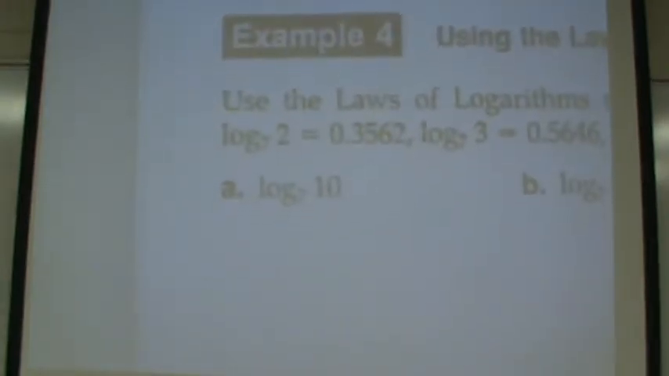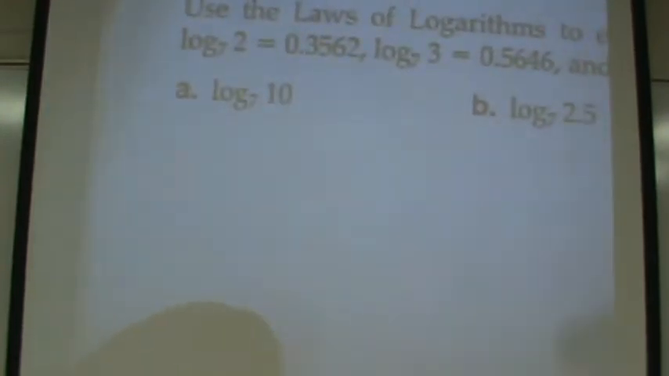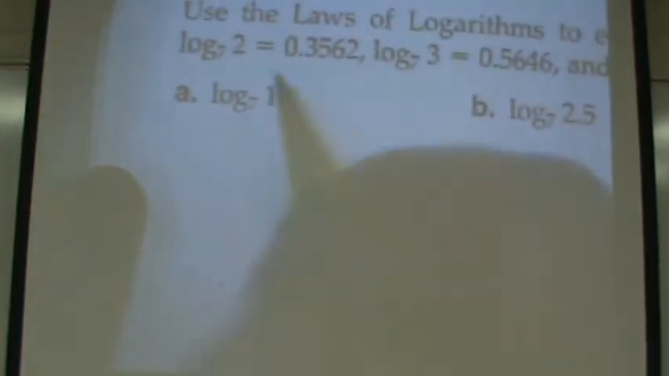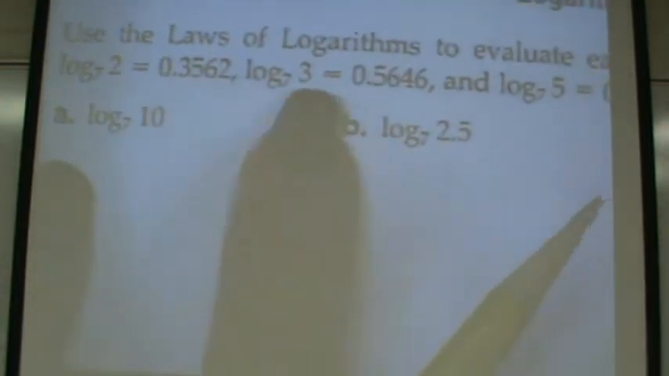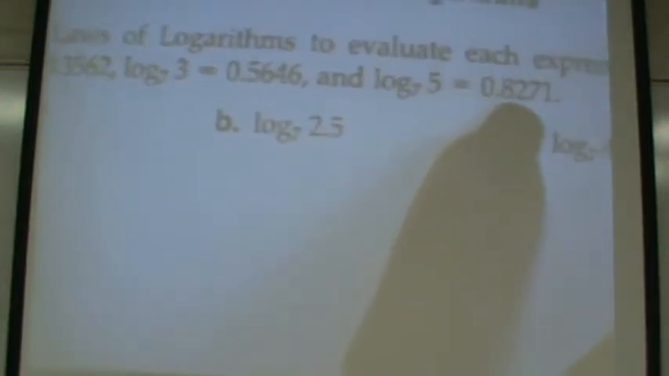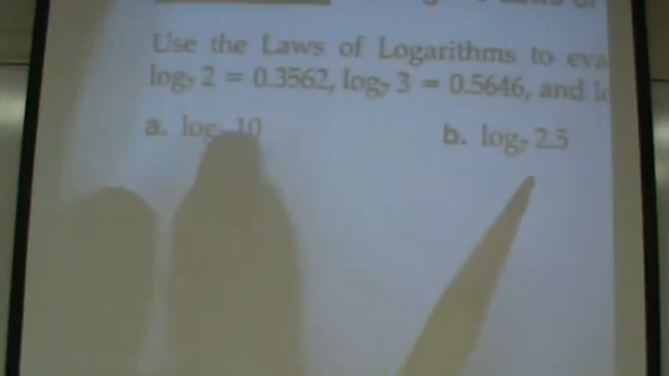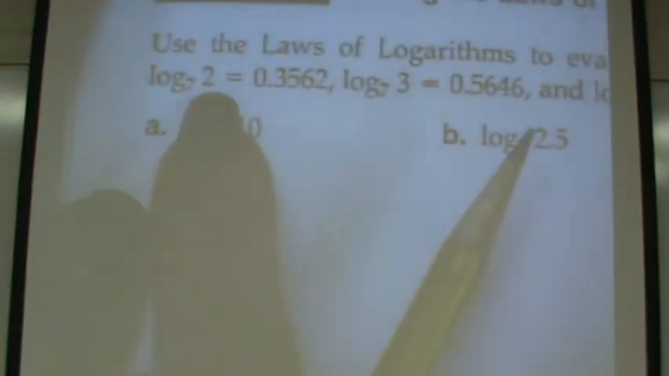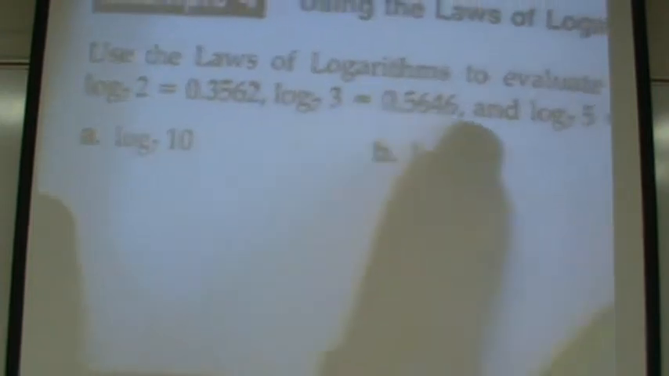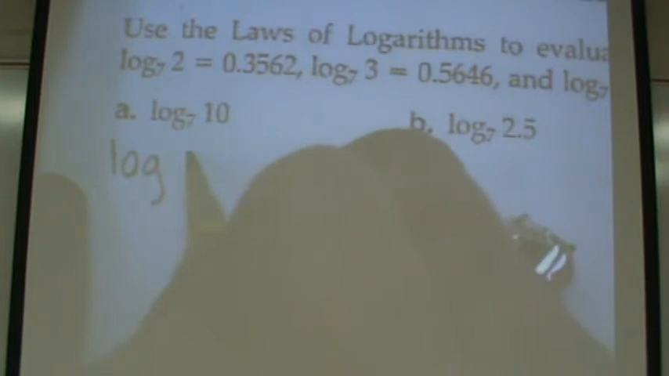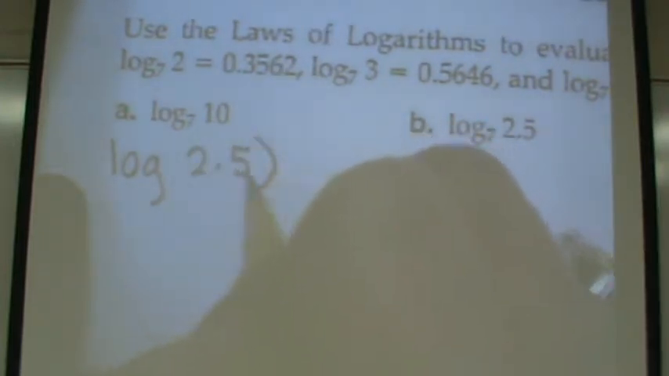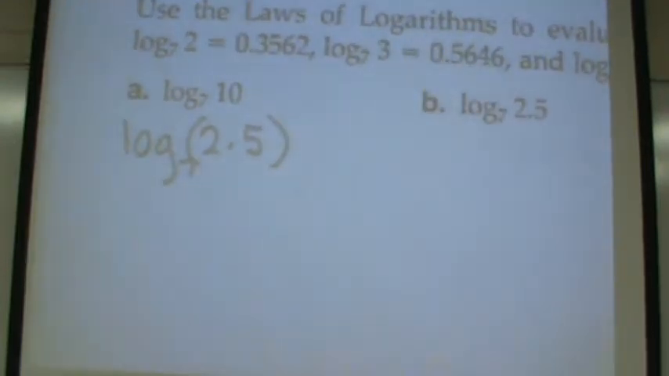These are very familiar to us. We did these. All right. They're giving you the log of 2 base 7 is equal to that, log of 3 is equal to that, and the log of 5 is equal to that. Now, how are you going to get a 10 using a product of a 2, a 3, and a 5? Yep. 2 times 5 is 10. So now, what are you going to do here? You're going to add them up.